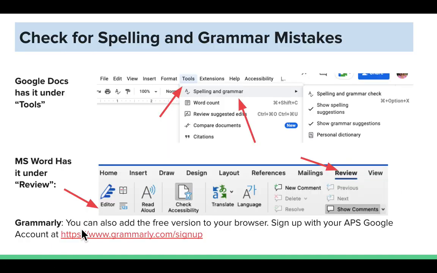Now, please be sure that you check for grammar and spelling mistakes. You can go to Grammarly.com to sign up if you'd like to use that. But in Google Docs, in Tools, there is a marking for spelling and grammar that you can check. And in Microsoft Word, if you click under Review, you can do the editor and also do spelling and grammar. And as I said, you can also do Grammarly, and that should help.